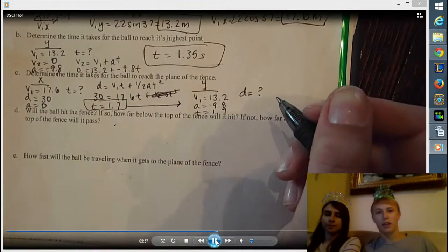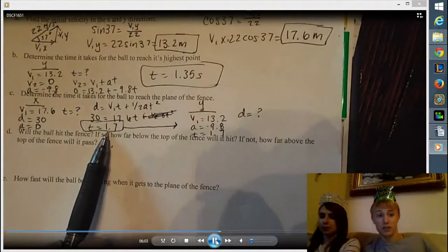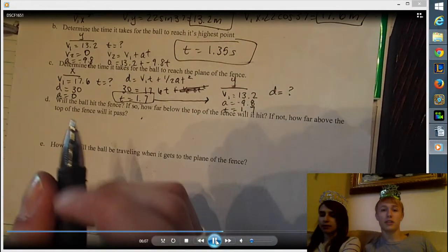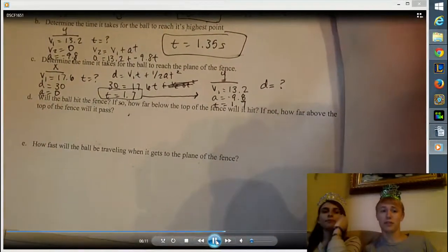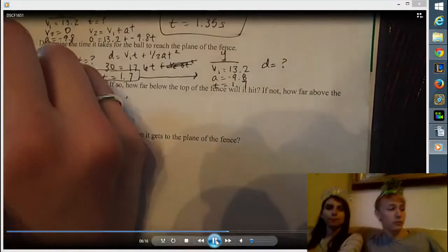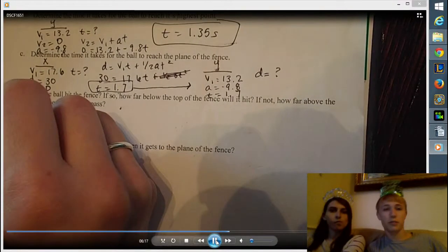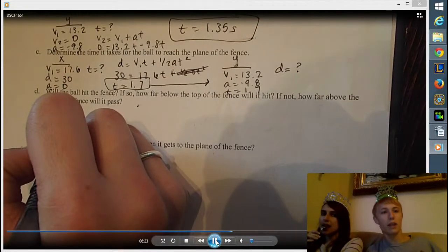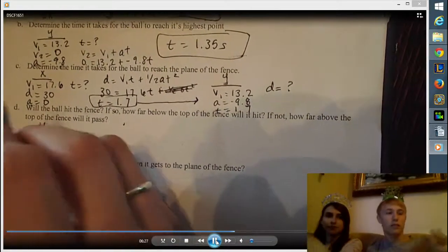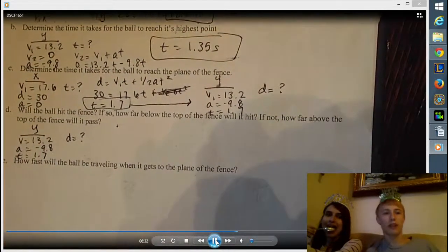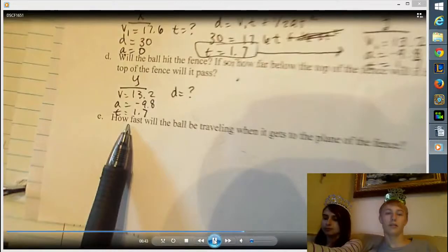So that Y thing that we put down, the Y component, is just a preview for the D portion, which is: will the ball hit the fence? If so, how far below the top of the fence will it hit? If not, how far above the top of the fence will it pass? Good question. I hope it hits the fence, so we don't have to calculate how much it passes by. Okay, in the Y component, V1 equals 13.2. The acceleration is negative 9.8. Time is 1.7. D is the question.